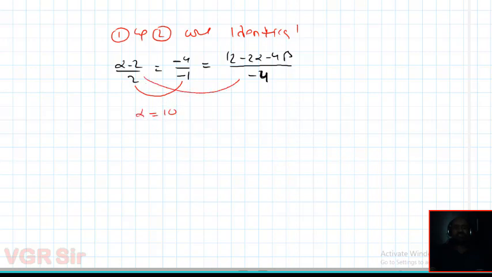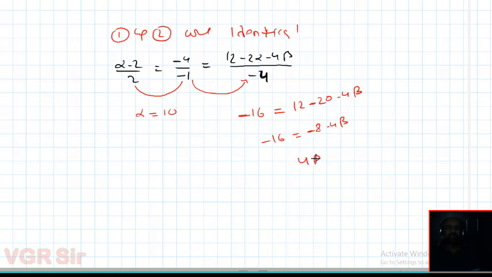Now I will compare these two to find the value of beta. So minus minus get cancelled, minus 16 equal to 12 minus 4 beta, since just now you got alpha as 10, 20 minus 4 beta. So what happened? Minus 16 equal to minus 8 minus 4 beta, or 4 beta is equal to minus 8 plus 16. So 4 beta equal to 8, beta equal to 2. Therefore the pole, directly I can say, is 10 comma 2.